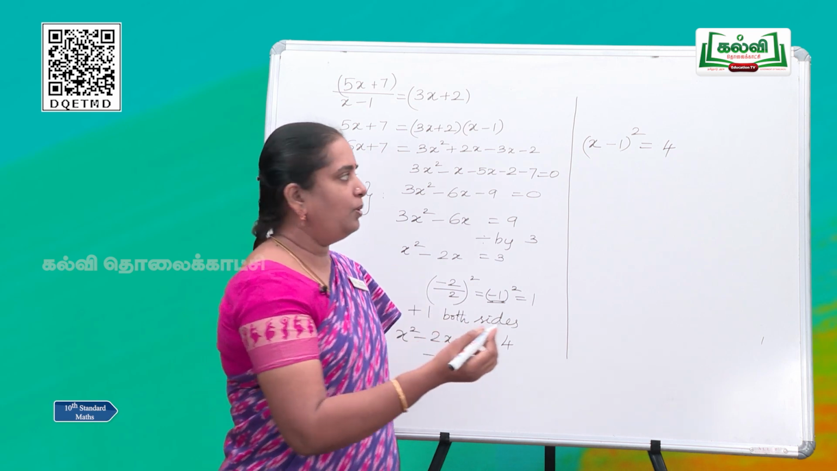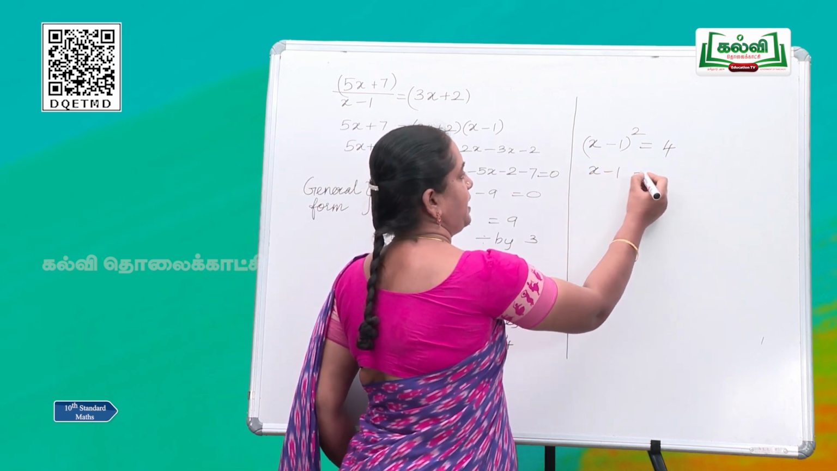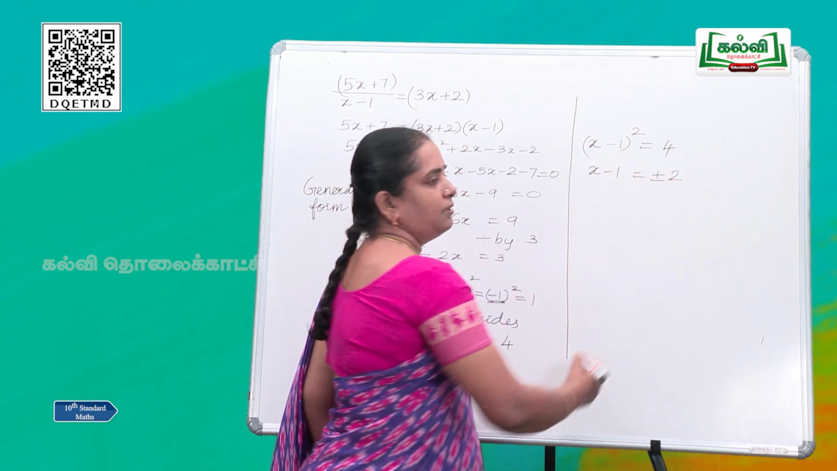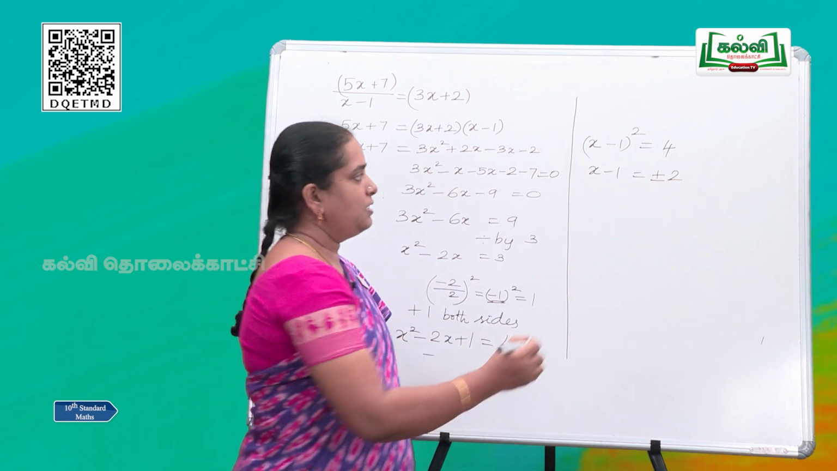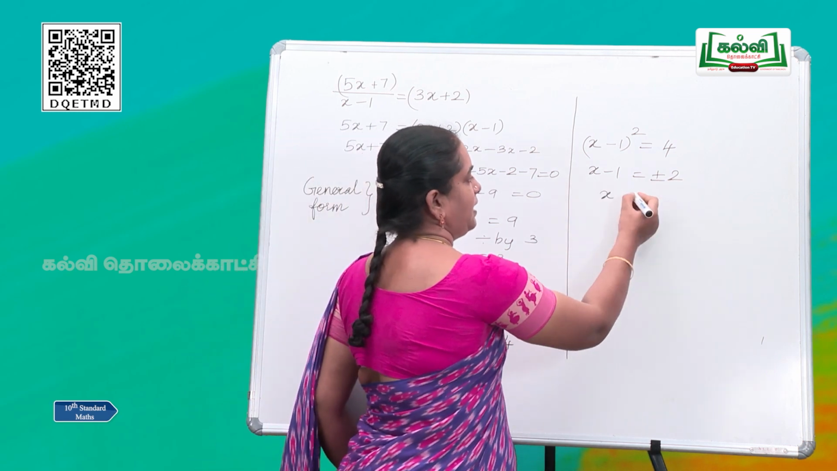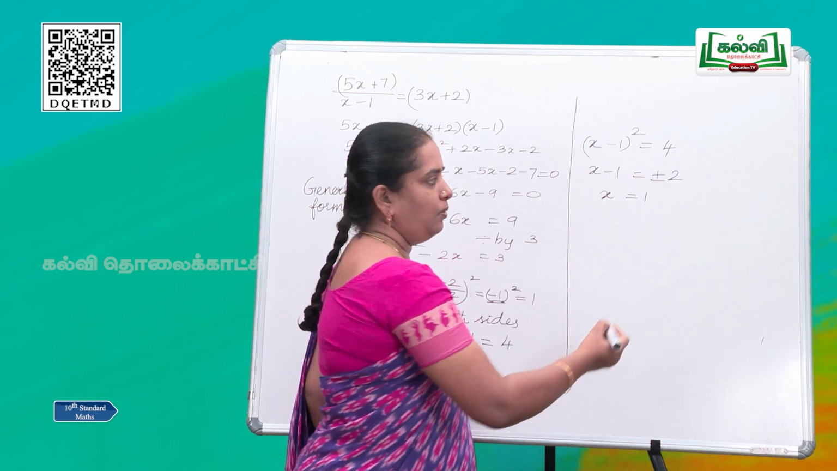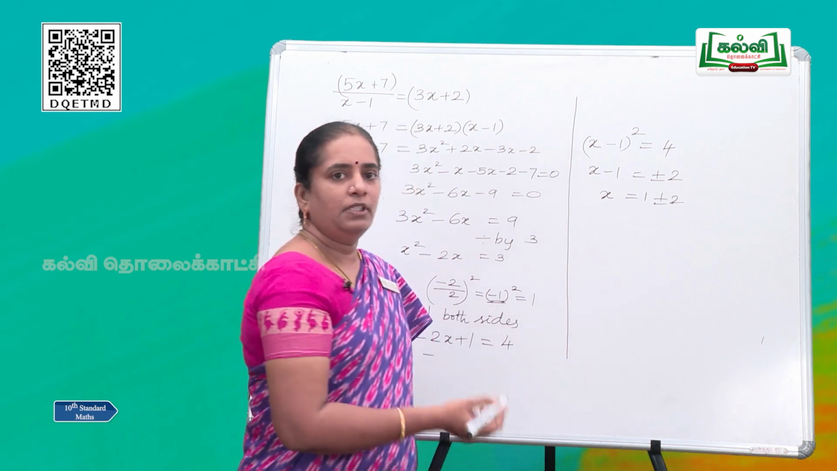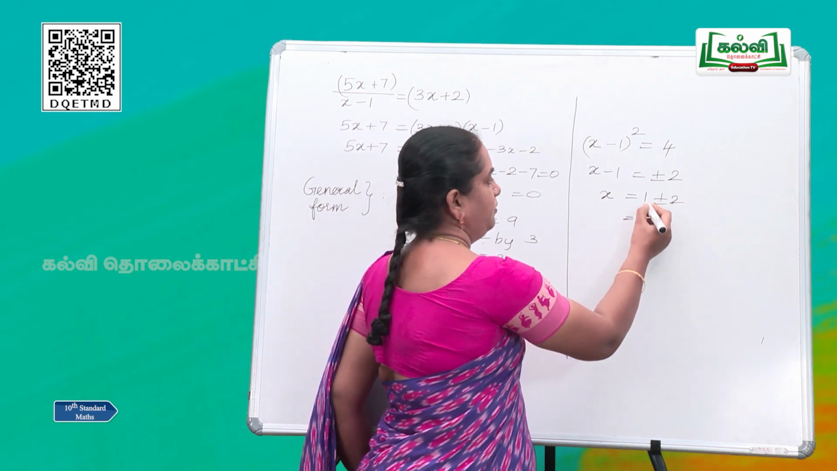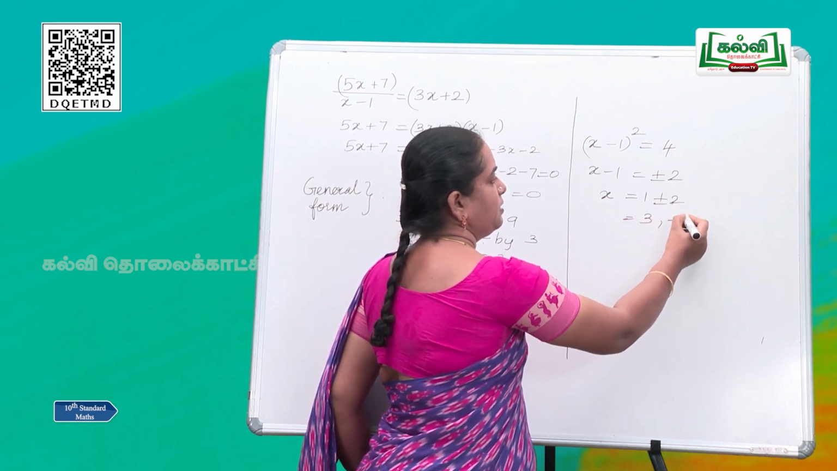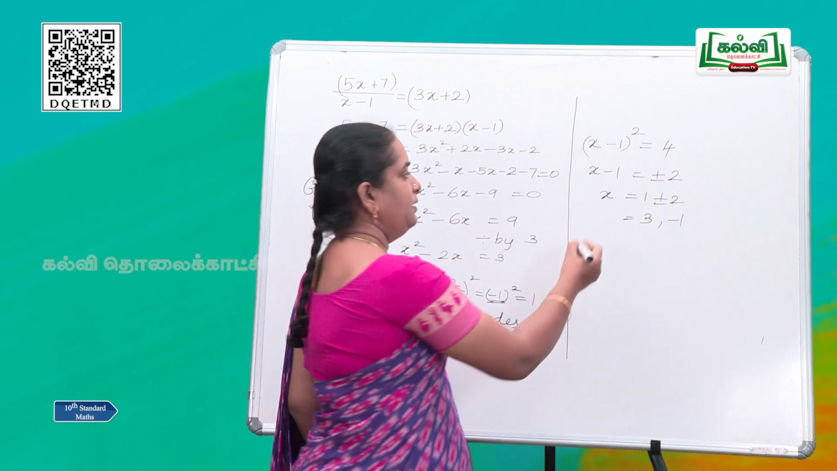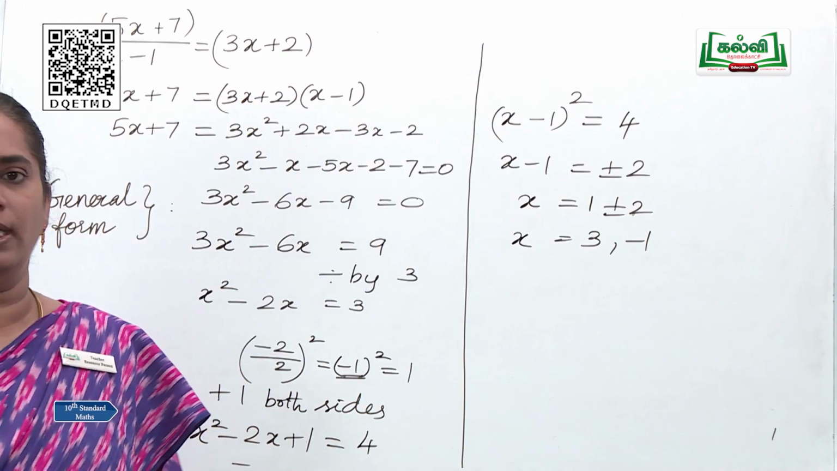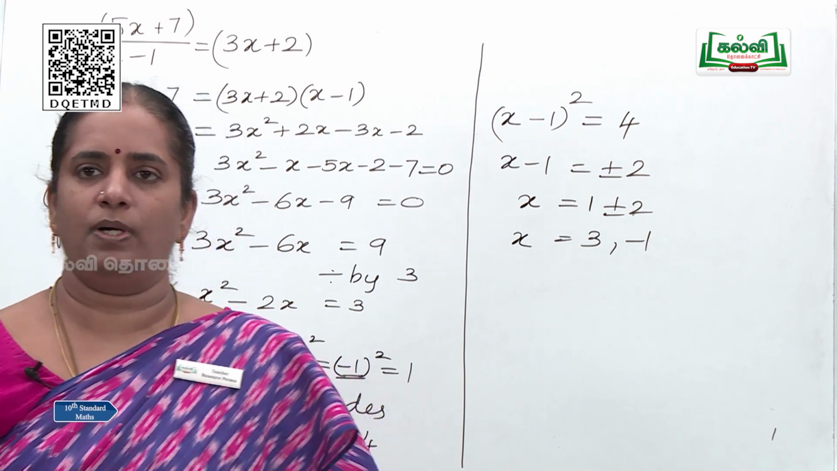Taking square root both sides we have x minus 1 is equal to plus or minus root 4, which is 2. So, taking this minus 1 that side, it becomes plus 1. So, 1 plus or minus 2, 1 plus 2 is 3, 1 minus 2 is minus 1. So, these are the values of x, these are the solutions for this quadratic equation.